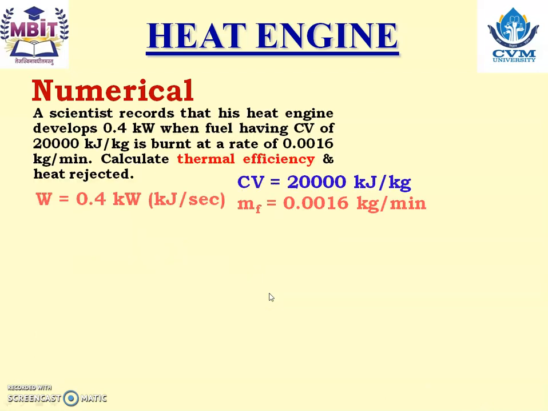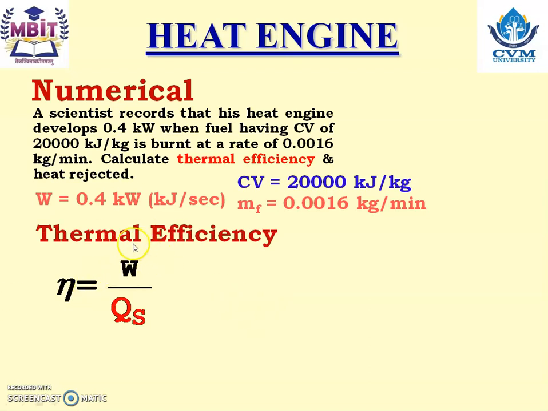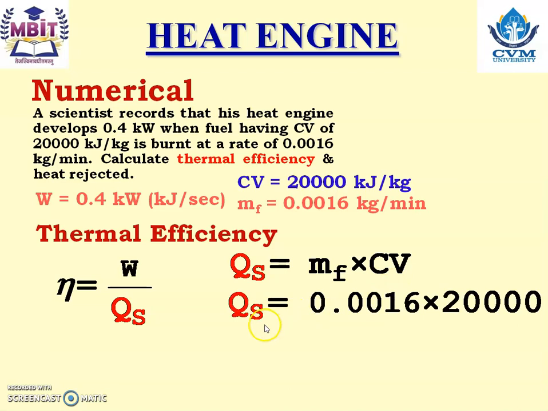So what is the equation of efficiency? Work done upon heat supply. Work done they have given. What is heat supply? Heat supply can be calculated using these two values they have given. So heat supplied is equal to MF multiplied by CV, that is mass of fuel burnt multiplied by calorific value of that fuel. So QS is equal to 0.0016 multiplied by 20,000. So answer is 32 kilojoule per minute. You just check the unit of CV and MF, and kilogram cancel. So QS will be in kilojoule per minute.